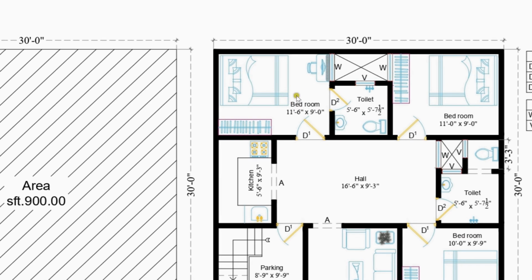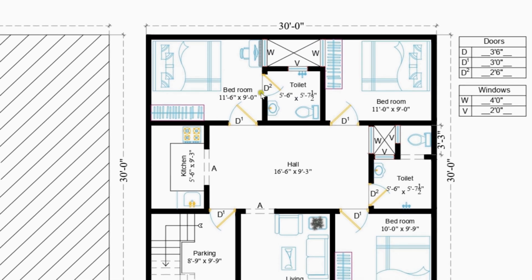The bedroom is of size 11 feet 6 inches by 9 feet. This is a master bedroom which is attached to a toilet of size 5 feet 6 inches by 5 feet 7 and a half inches. It has a duct. This duct is provided to both bedrooms to get ventilation. This is full ventilation provided to both bedrooms.